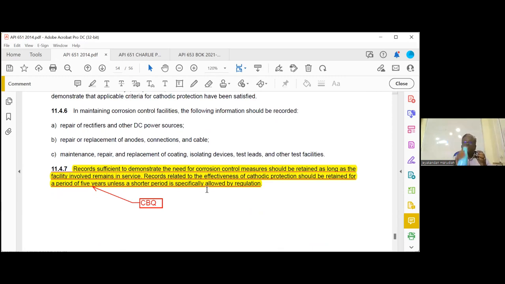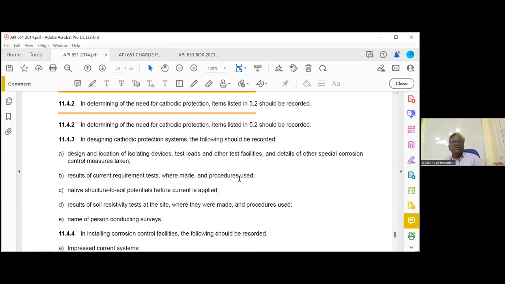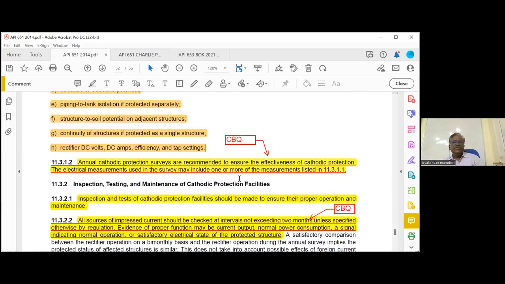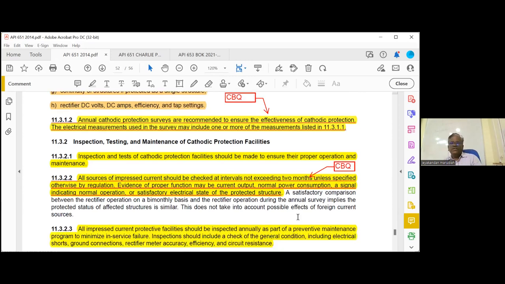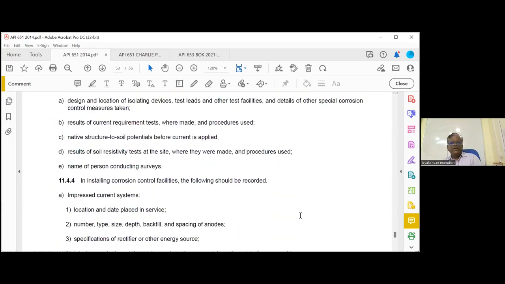Yeah, sir, you mentioned somewhere 1 year, right, sir? That is the cathodic protection survey. Where is it mentioned? Rectifier, here. You can see annual cathodic protection, 11.3.1. So they are using annual cathodic protection survey. Yes, we have to do the survey only every year. Yes, sir. And for impressed current, every 2 months you have to check whether the rectifier is working properly. Okay, thank you, sir. Right, that's all.